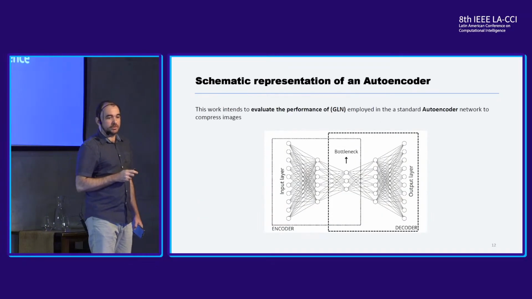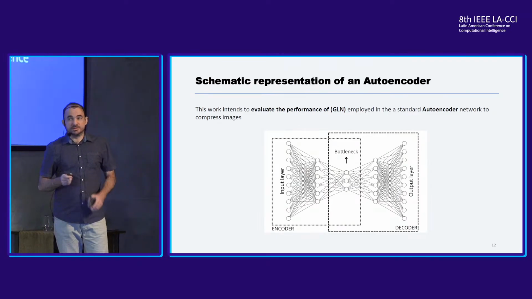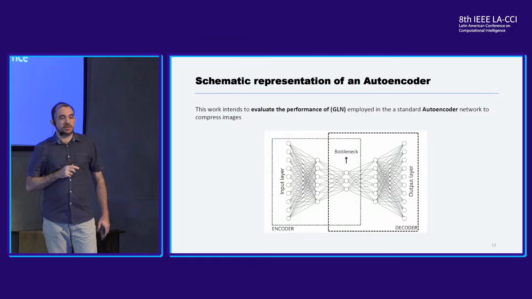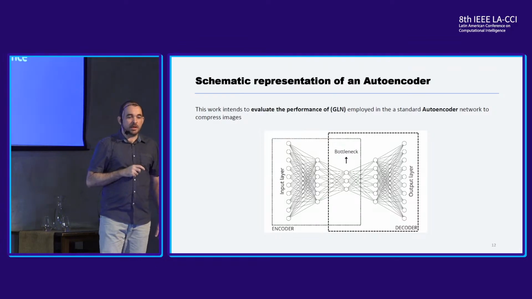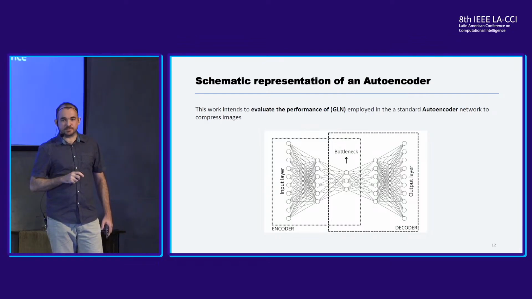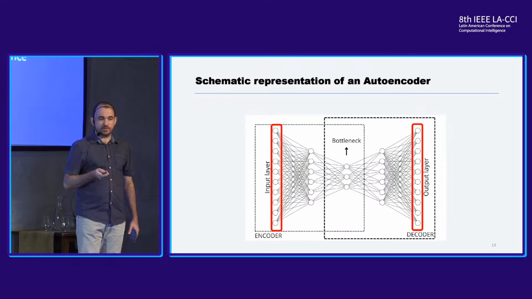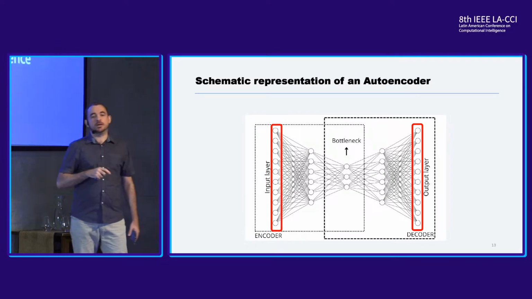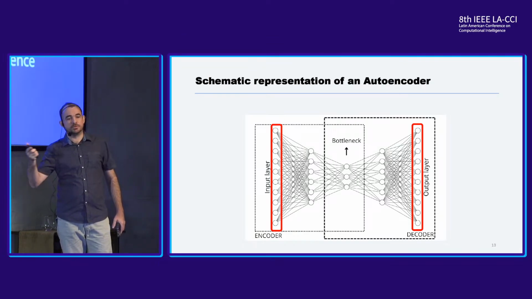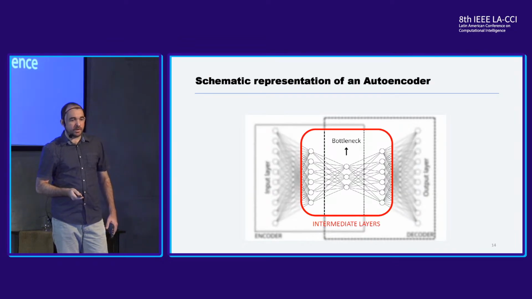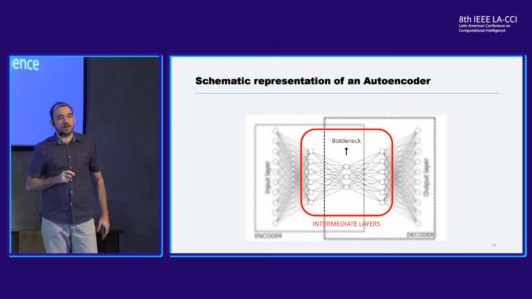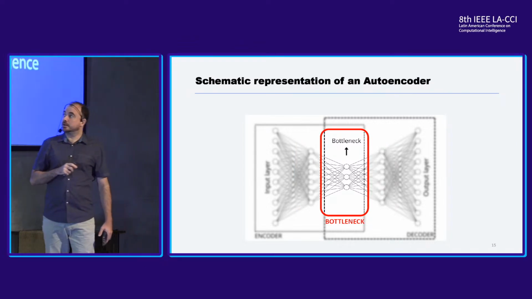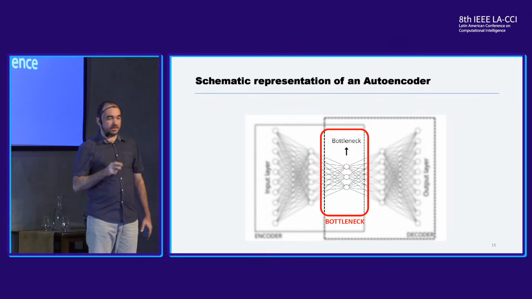For this study, we intend to evaluate the performance of the GLN employed in the standard autoencoder network to compress images. An autoencoder is self-supervised learning, and we see more details. An autoencoder has the same number of input neurons as output neurons. Between the input and output layers, we have the intermediate layers. In the middle, we have the bottleneck layer, which has the fewest neurons in the standard autoencoder.